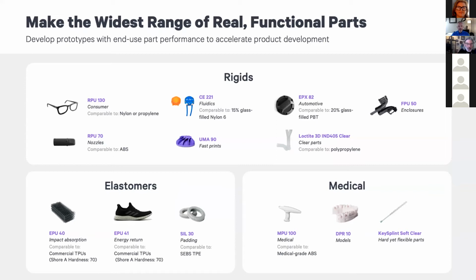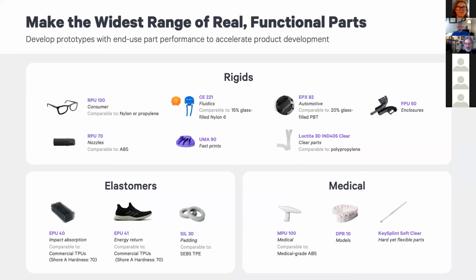So a little high-level overview of our materials. If we start on the rigid side, we'll start with the two RPUs on the left. We have RPU 70. It's very comparable to an ABS material. It's actually Carbon's first flagship engineering material to come out of the gate when they went commercial. And it's led into a newer material called RPU 130, which is comparable to a nylon or a polypropylene. You can think of it as an ABS with a higher heat deflection with a little bit of flex added into it.